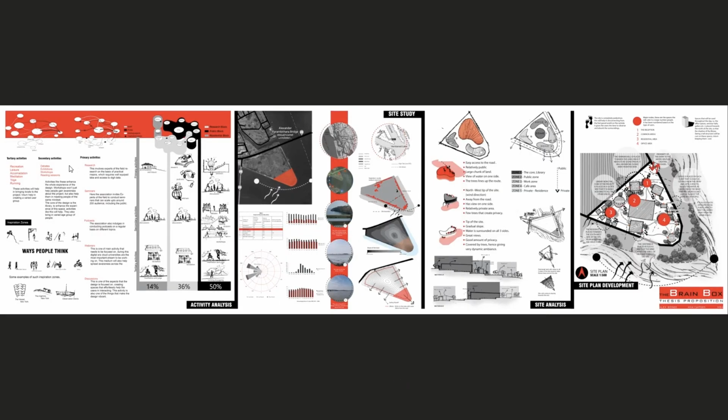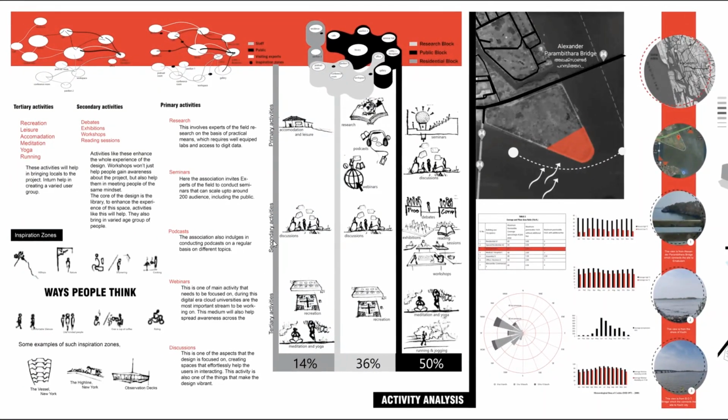center. And then I have categorized activities into primary, secondary and tertiary, in which 50% of the activities will be by the public, 36% will be by the staff, and 14% will happen with the residential block or the private part. In primary activities I have research that involves experts in the fields, seminars, podcasts and webinars, and then discussions happen. Coming to the secondary activities, there will be debates, exhibitions, workspace, reading sessions. Even though the core of the design is a library, the spaces which fall under the secondary activities are a major part of the design as well.